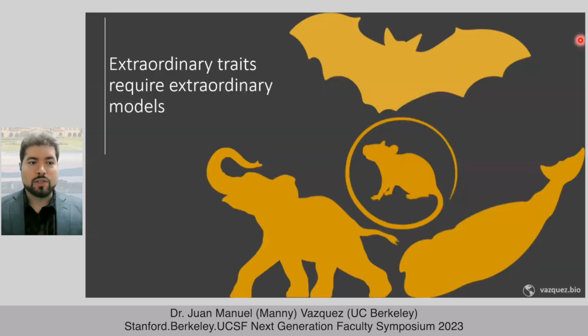And so it's always been my core belief that extraordinary problems require extraordinary solutions. And so in order to comprehensively address the question of why do we age, it's necessary to understand the genetics of extreme longevity in nature to complement the field's work in short-lived model organisms.